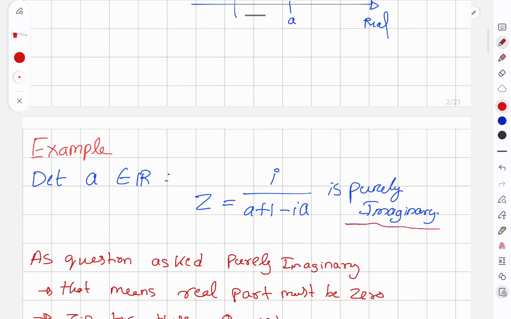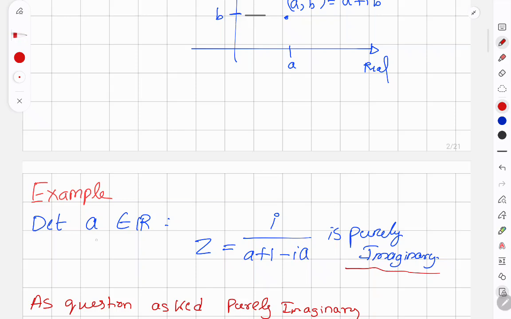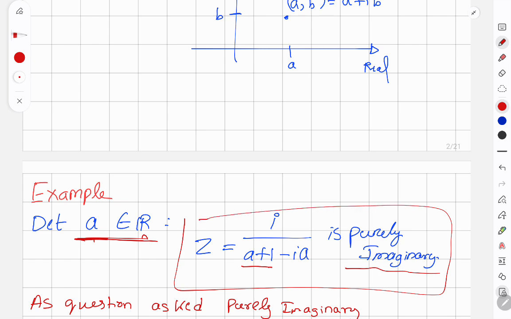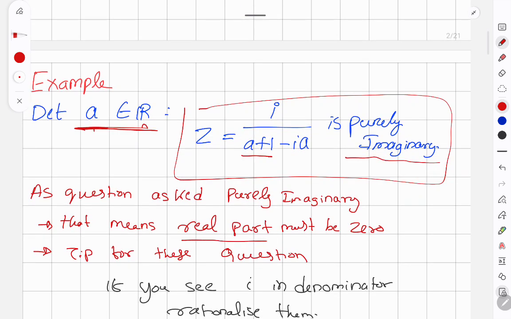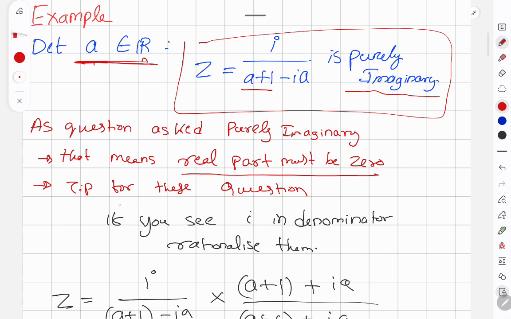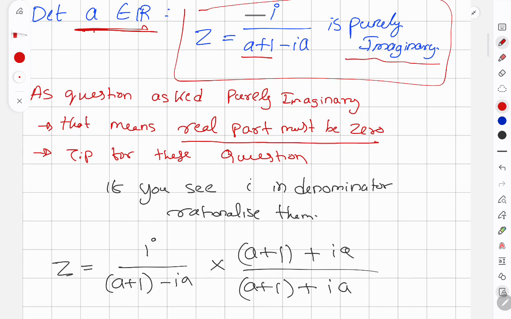Like, this is a question. You have to determine a which belongs to the real numbers, and a complex number is given as z equals iota divided by (a plus 1 negative a iota) is purely imaginary. So you have to find some value of a such that this complex number is purely imaginary. The meaning of purely imaginary is the real part must be 0. So the tip for this kind of question is, I have written it in such a way that even if you read it, you can understand it.